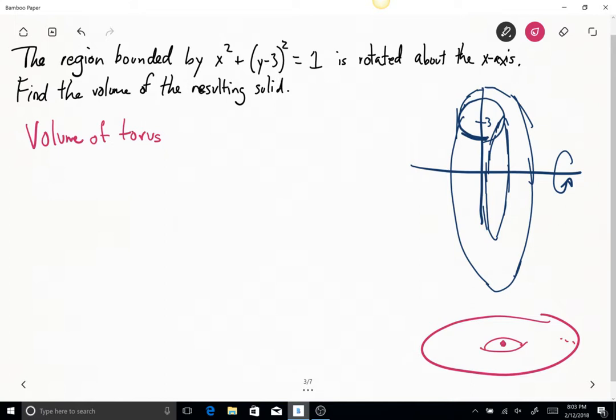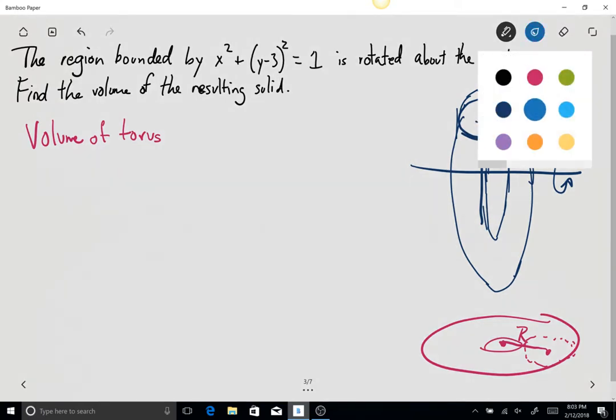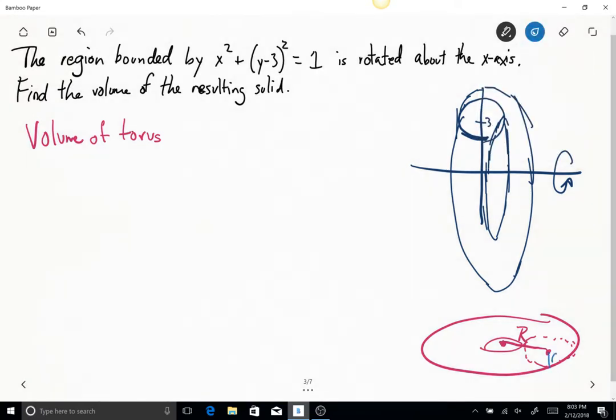torus, and then let's say the other circle, do not let your eyes fool you. That is a perfect circle sitting right there. So the distance from that center, let's call it capital R. But the distance of this second circle is little r. What happens is the volume of this thing is 2 pi squared times capital R times little r. That's it.